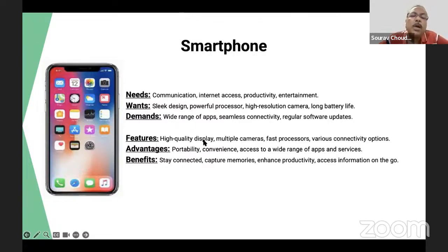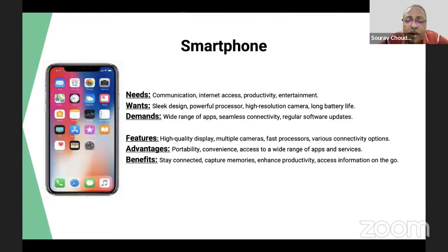Now, what are the advantages? Ask, so what? If it has a high quality display, so what? If it has multiple cameras, so what? If it has a fast processor, so what? Advantage, it is a high quality display. If it is a high quality display, what can you do with that? If it has multiple cameras, great images. Then what is the benefit of those images? Clarity. Clarity is the benefit of great images, high quality images, high quality pictures.